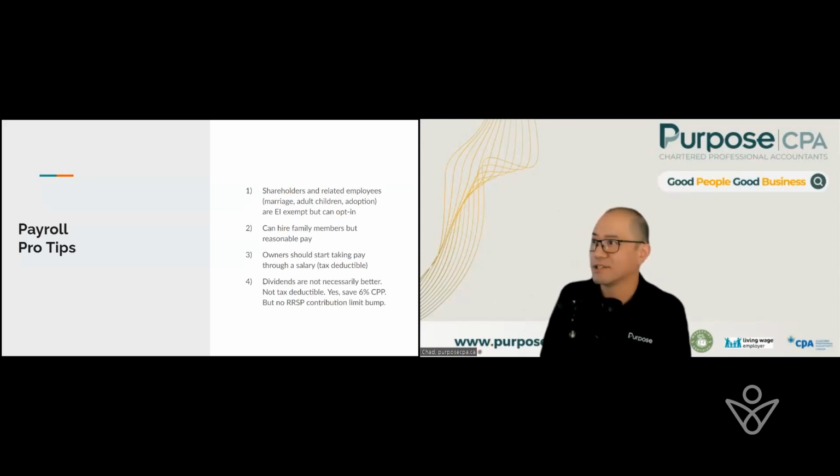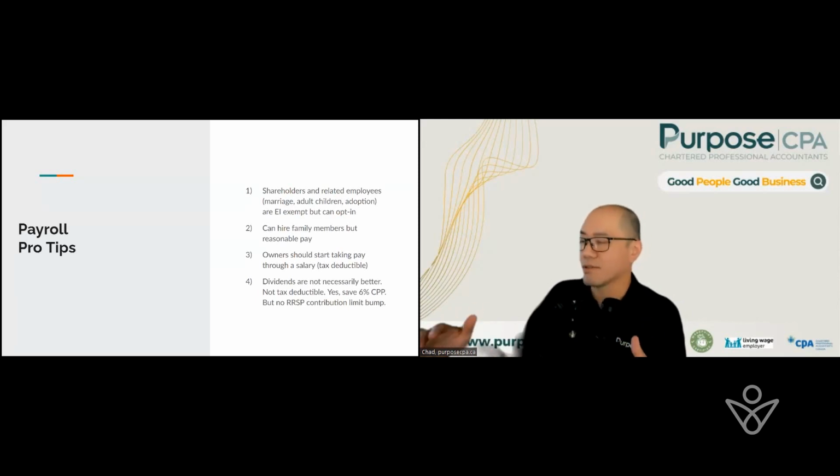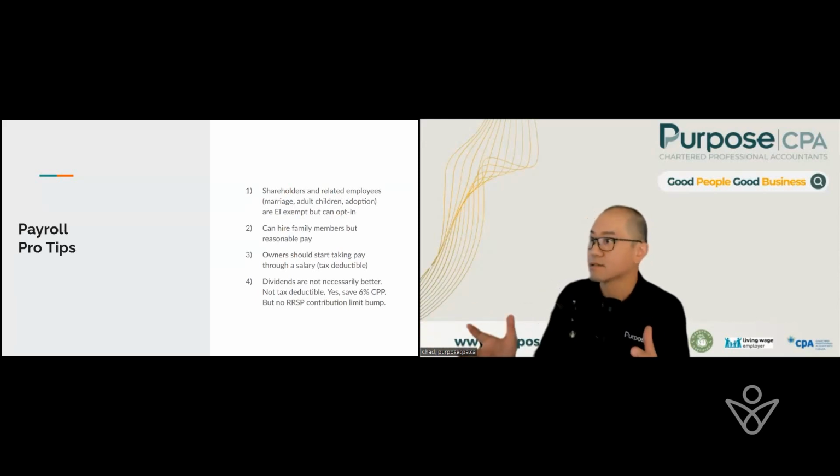So if you hire somebody that is an office manager, you won't be able to pay the office manager $200,000, $300,000, $400,000 because there's a reasonable amount rule that is applied by CRA. So you have to think about that.